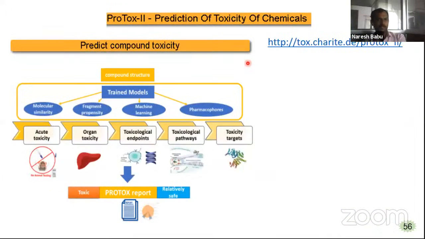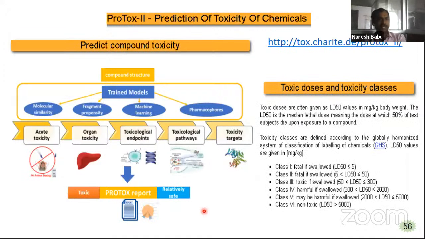Another tool is ProTox, for prediction of toxicity of chemicals. This is the website link I represented here. Temporarily this website is not working, it is under maintenance. It gives the complete toxicity profile of the compound, like acute toxicity, organ toxicity, toxicological endpoints, toxicological pathways and toxicological targets.